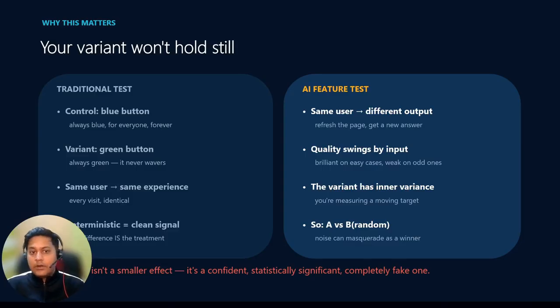So the fix is not to run it longer and hope. The fix is to understand exactly where the variance comes from and then deliberately design it out. Which brings us to the next slide.